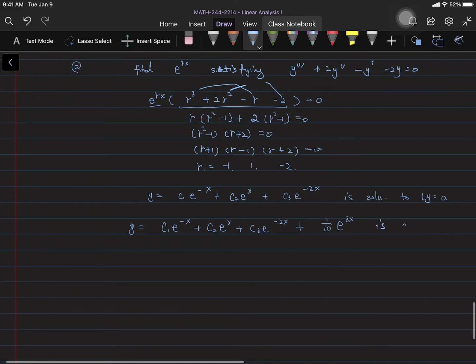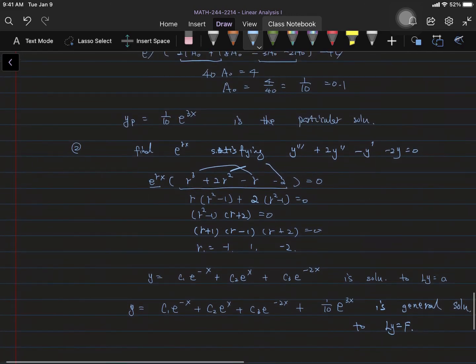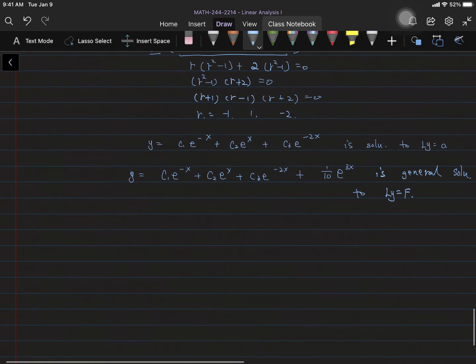That is the general solution to the non-homogeneous differential equation. Okay, so that's all we need to know for this section. Let's take a look at the summary.